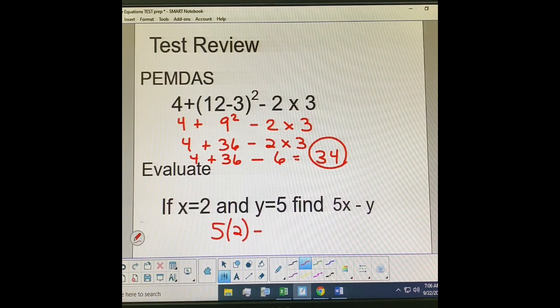Plug in x equals 2, plug in x equals 5, y equals 5, and the expression simplifies to 5.